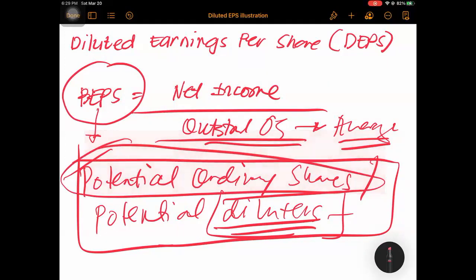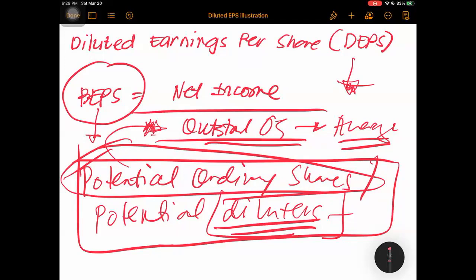Because if there are potential ordinary shares, items that can be converted into ordinary shares, your denominator is affected. Since it is a potential ordinary share, it would increase your outstanding ordinary shares. Therefore, it would decrease or dilute your earnings per share. So that's why it is called diluted earnings per share.